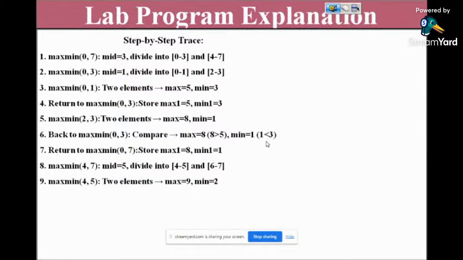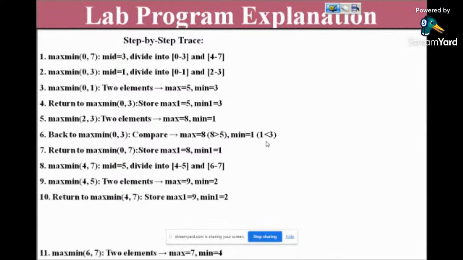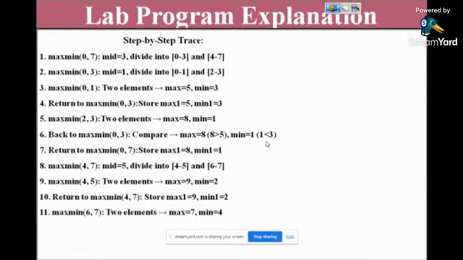According to the code, max1 is 9 and min1 is 2. Okay, now we can go for the right part of the array. In the right part, left and right came, and the left part of the array is complete. Now we can go for the right part of the array. Max min goes again, there are 2 elements. With 2 elements, the max value is 7 and the min value is 4. The 2 element base condition is reached.